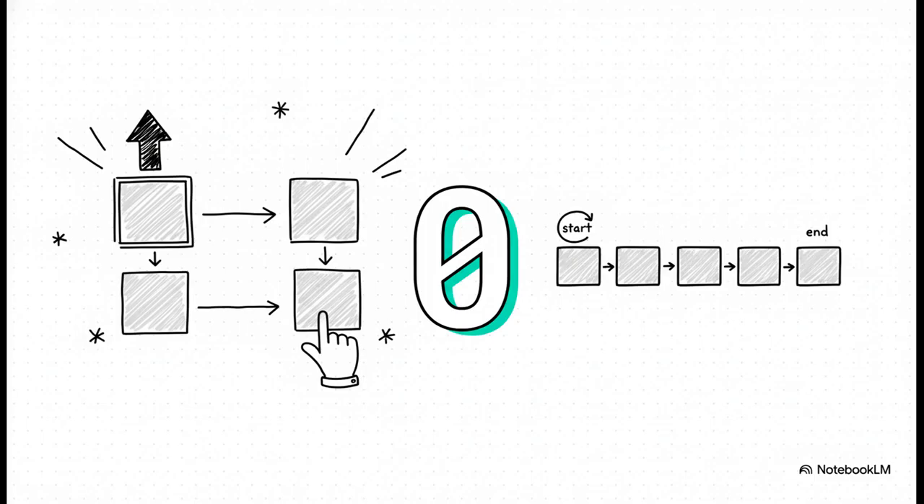Now, this isn't just a random rule. It's because the index is really an offset from the start. Index 0 just means 0 steps away from the beginning. So please burn this into your brain. C arrays are 0 indexed.